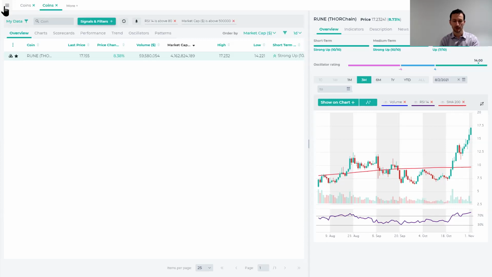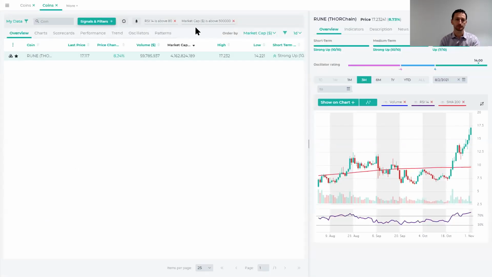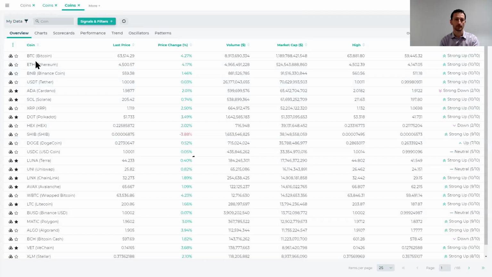The next use case for RSI that I want to demonstrate is actually one that builds on the prior lesson, as I mentioned, where we used the MACD indicator as our momentum signal. And this filter, or that strategy, can be enhanced with the RSI indicator. And when we look back at the RSI, let's open another one. Let's take a look at Ethereum, for example.